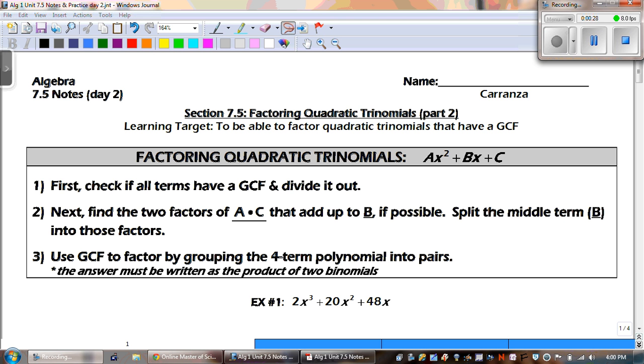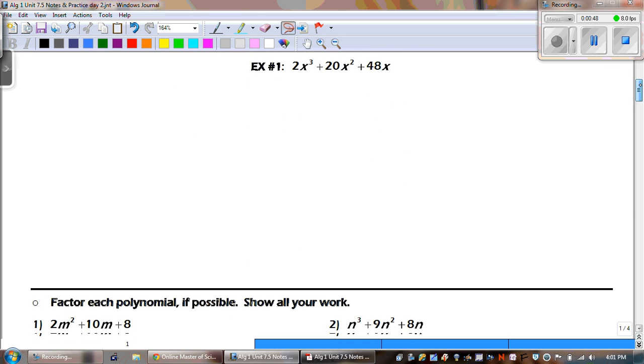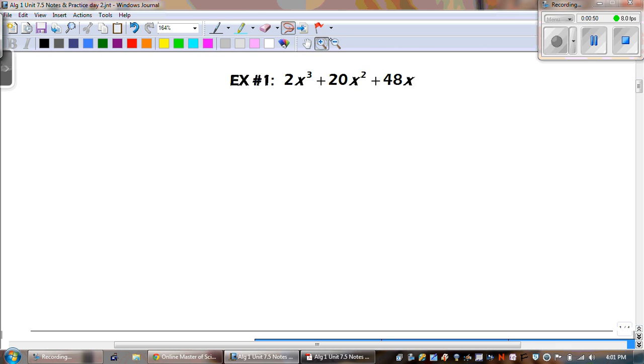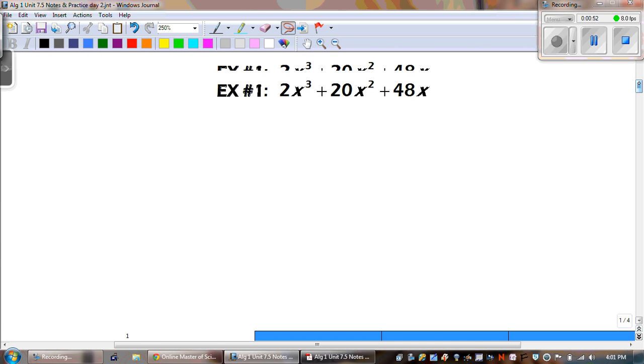After you do that, you find the factors of a times c that add up to b, if possible, and split the middle term into those two factors. And then after that, we're going to use the GCF to factor by grouping the four-term polynomial into pairs. Okay? So let's go ahead and see one of our new examples.